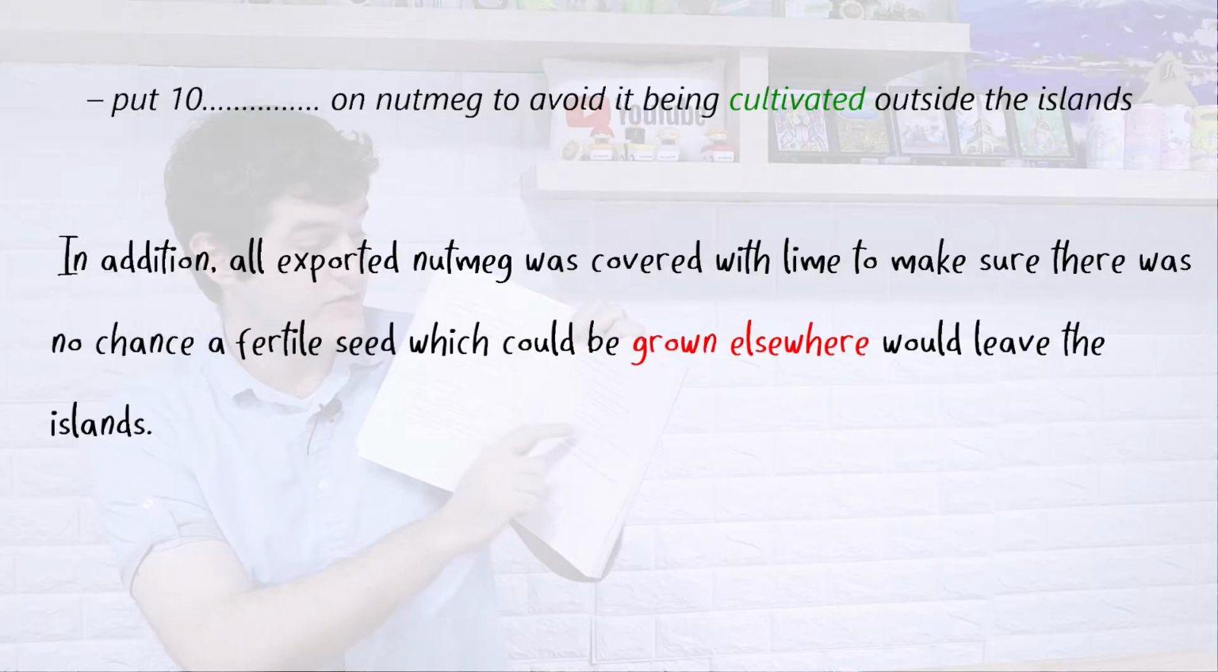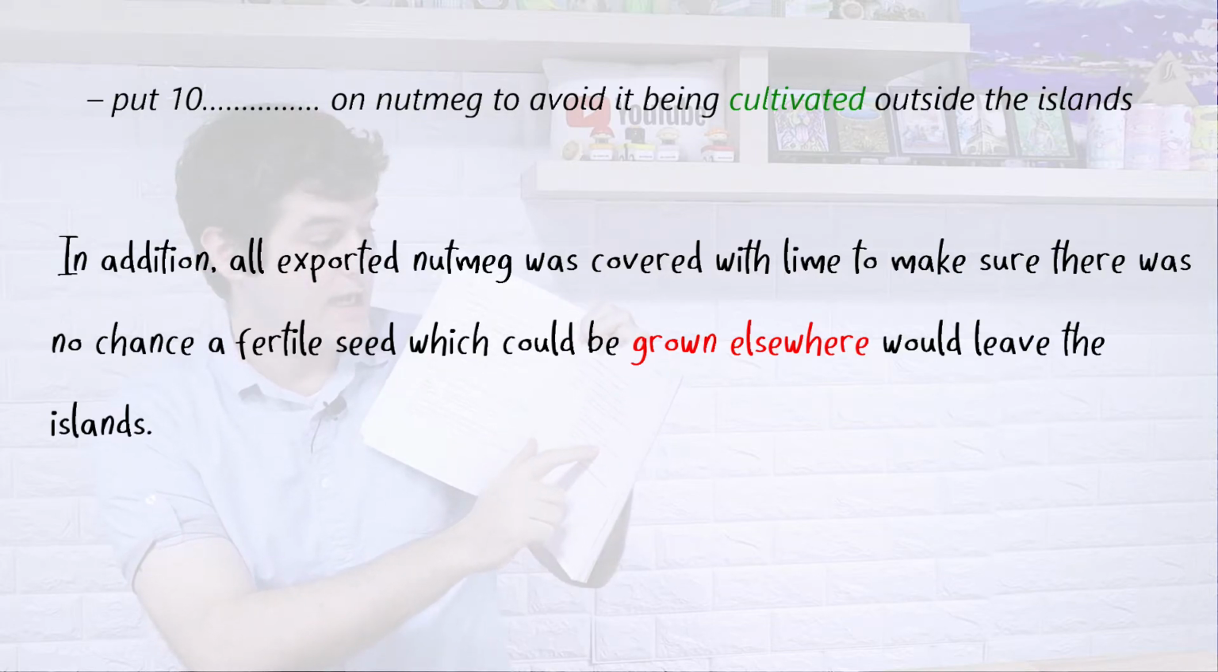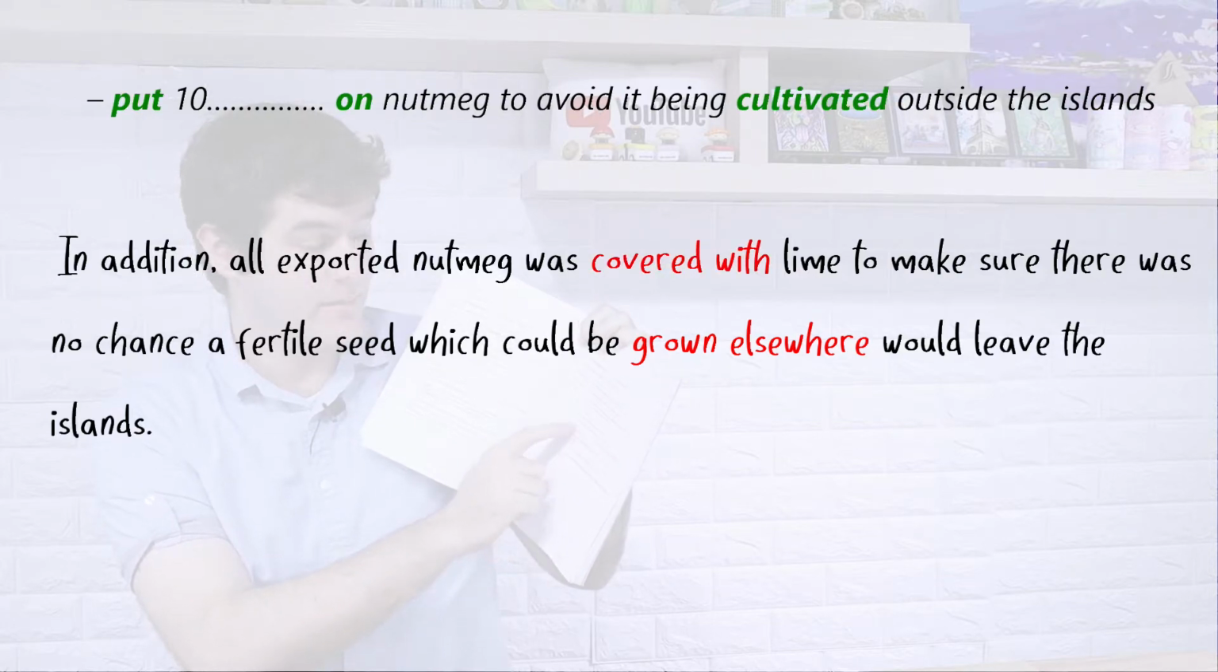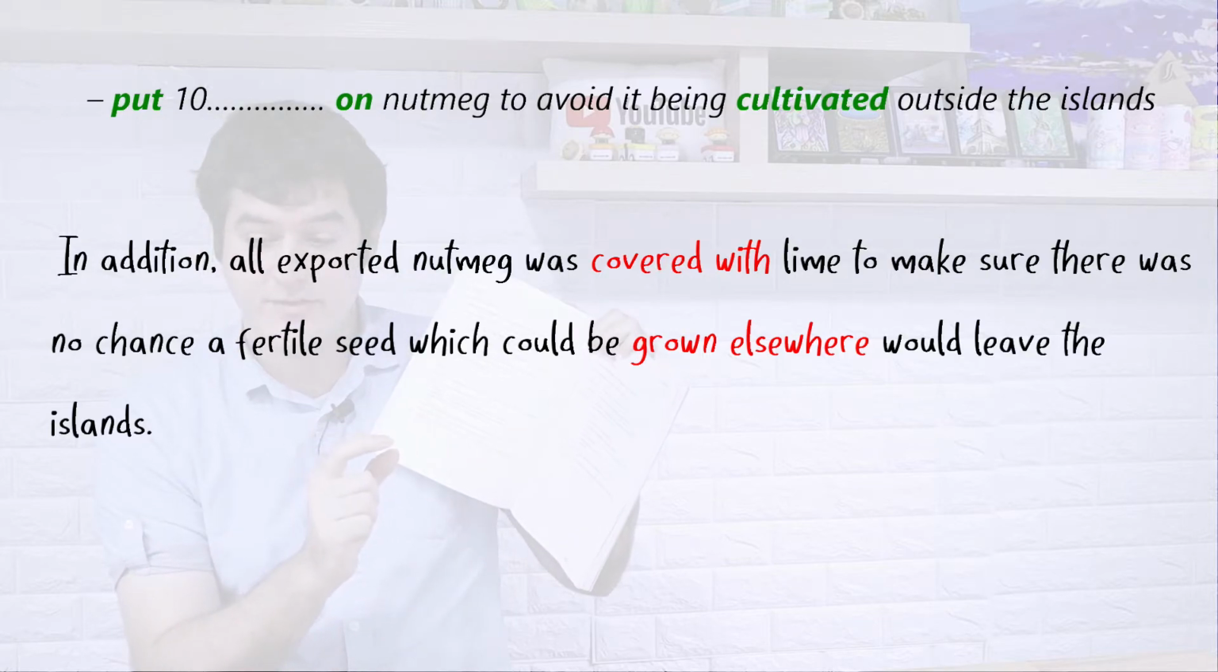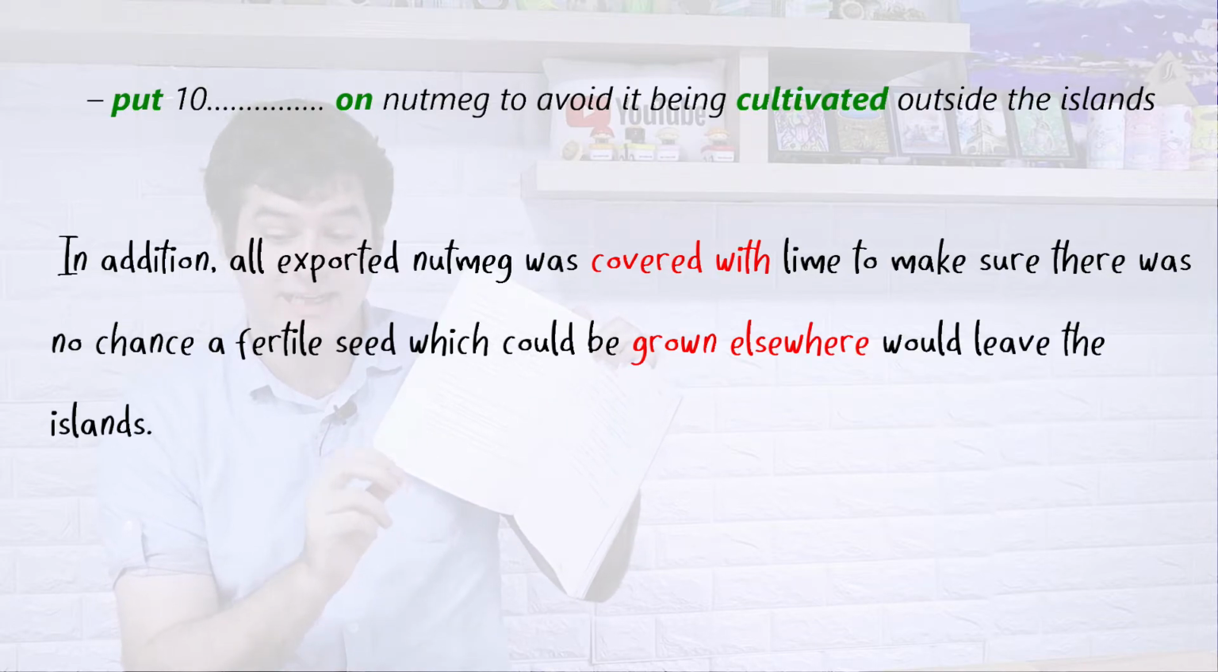This is tricky because of vocabulary. Cultivated outside the island means grown outside the island. And on nutmeg, put on nutmeg, you need to understand put lime on nutmeg means the same as the nutmeg was covered in lime. They will do this a lot. Number 1, they will paraphrase, as they did with cultivate outside the island. They gave a specific example to show that.